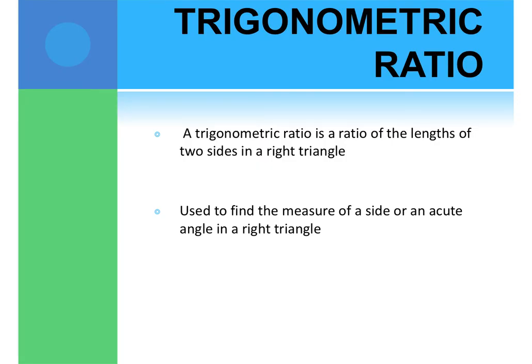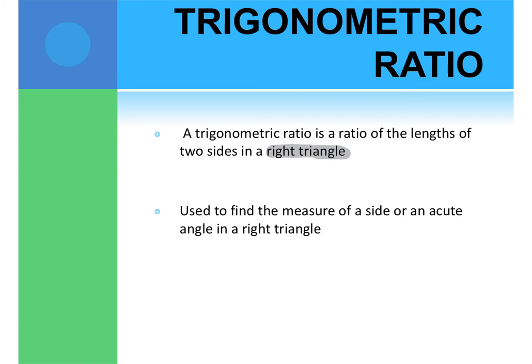Now, a trigonometric ratio is formed in a right triangle. It's the ratio of certain lengths of 2 sides in a right triangle. You cannot have a trig ratio if it's not a right triangle. Highlight right triangle, underline it, whatever you need to do. That is the most important part of the definition. You're only dealing with trig if you've got a right triangle.